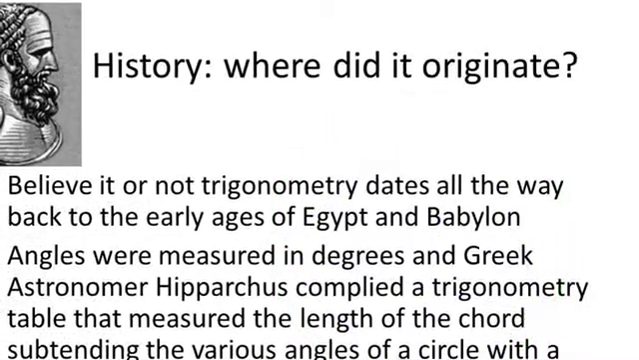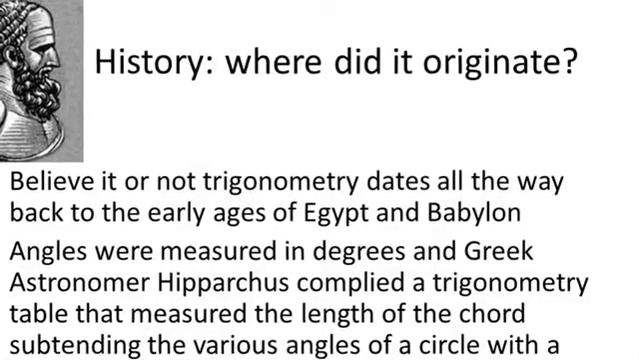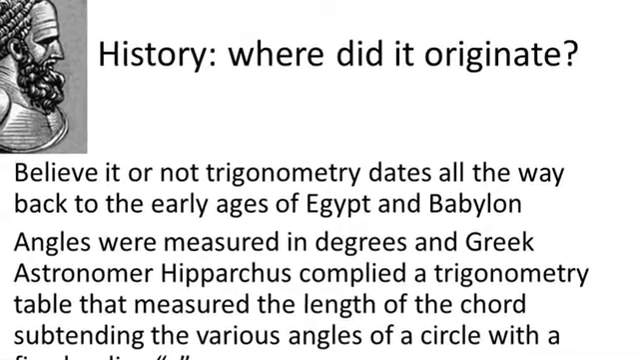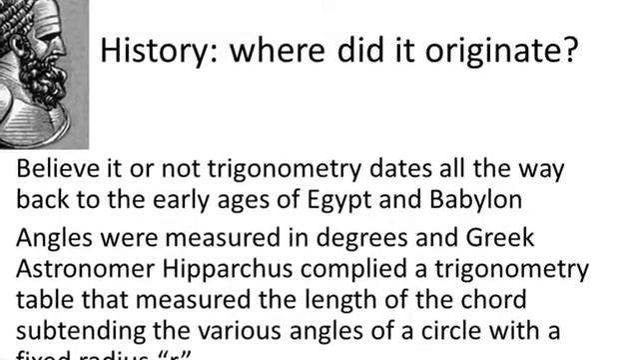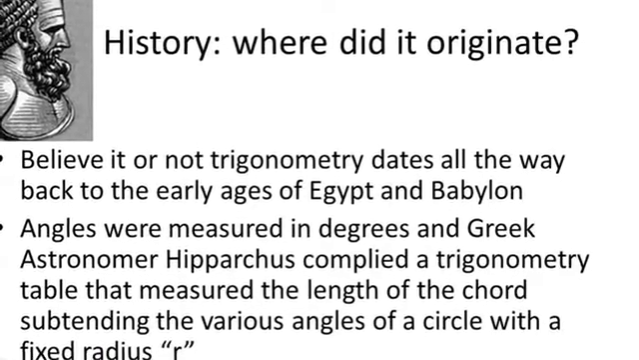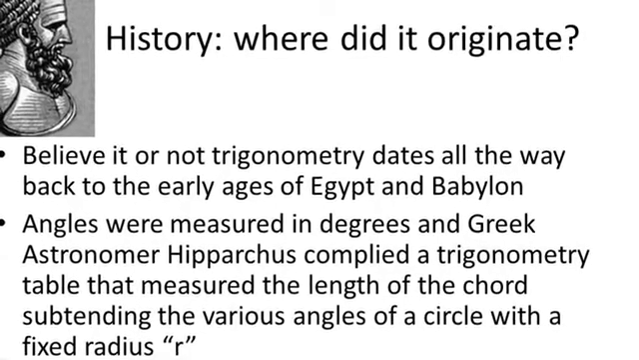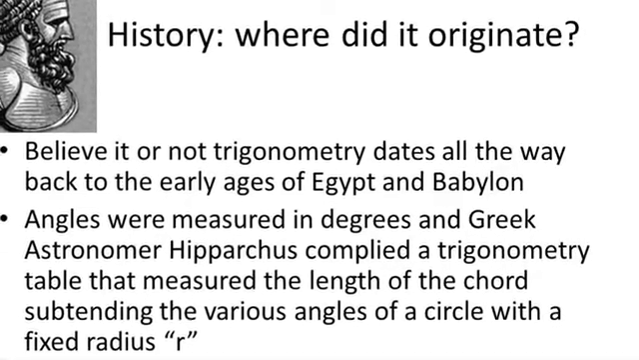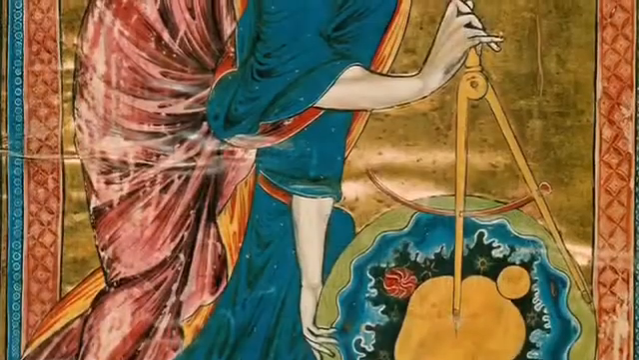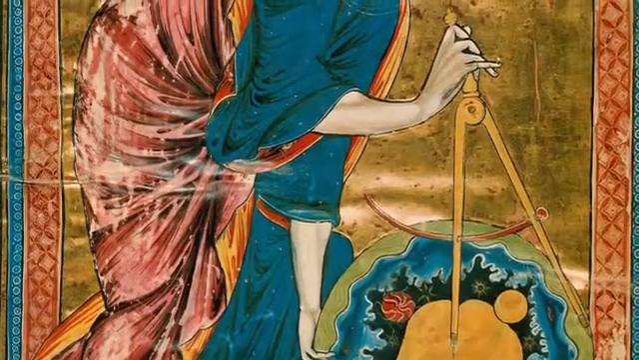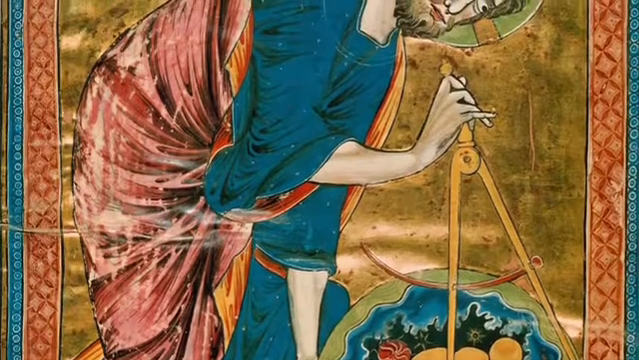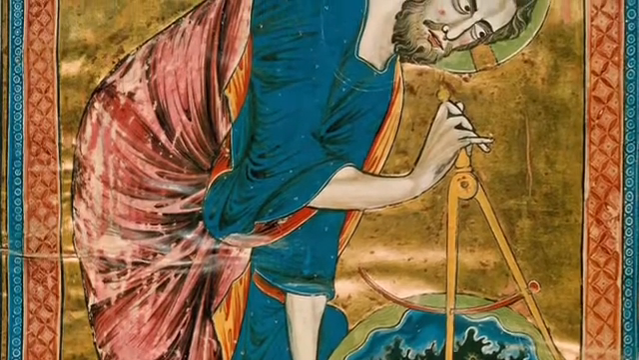Where did it originate? Believe it or not, trigonometry dates all the way back to the early ages of Egypt and Babylon. Angles were measured in degrees, and Greek astronomer Hipparchus compiled a trigonometry table that measured the length of the chord subtending the various angles of a circle with a fixed radius r. Hipparchus was an astronomer, and his knowledge of trigonometry is what he used in astronomy.